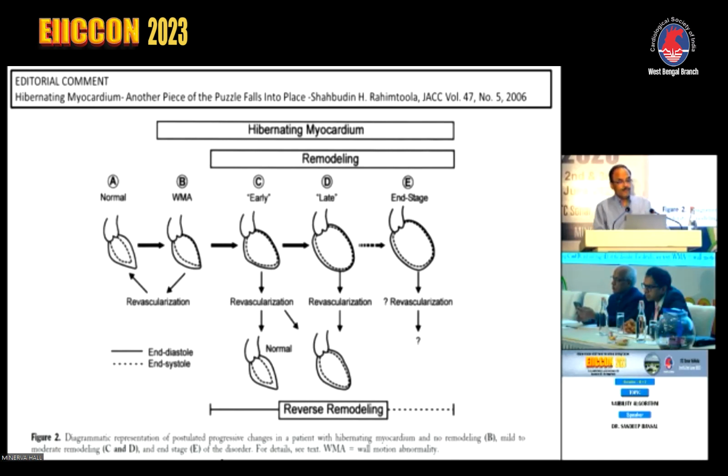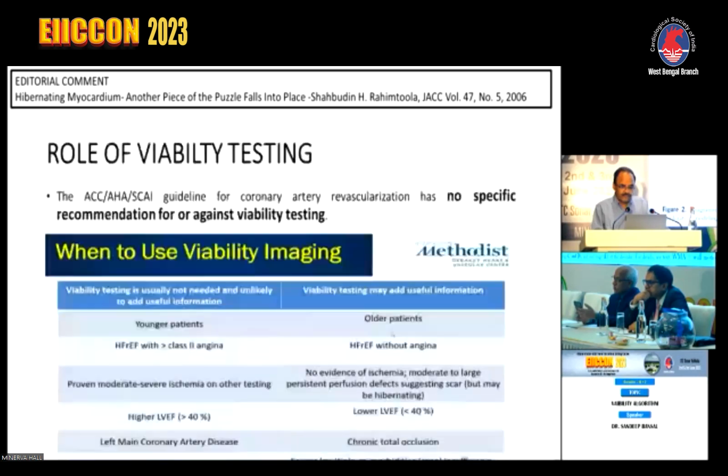If the blockage continues over a period of time, you have remodeling. And if you revascularize the heart early in the remodeling, it normalizes. If you revascularize it at a relatively late time, there is a reversal of this remodeling, but to a lesser extent. And if you have an absolutely dilated ventricle, and I'll come to this concept again later, the benefit is actually questionable.